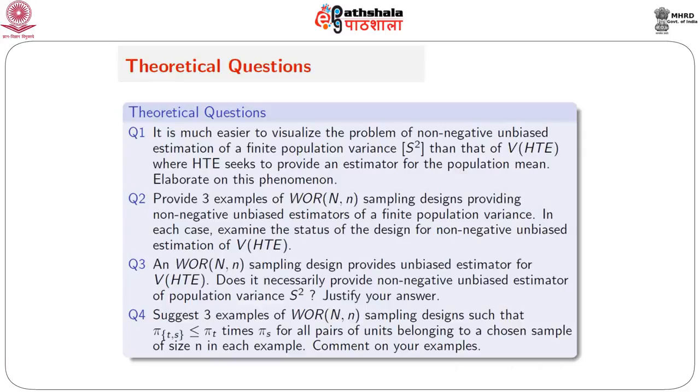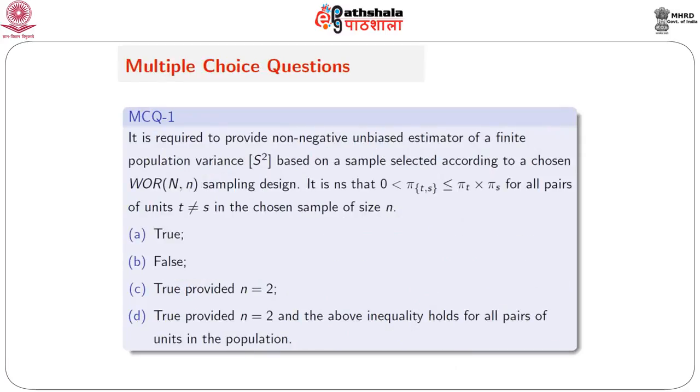I think that's it. It is required to provide a non-negative unbiased estimator of a finite population variance based on a sample selected according to a chosen without replacement sampling design. It is necessary and sufficient that 0 less than pi ts less than or equal to pi t times pi s for all pairs of units t unequal to s in the chosen sample of size n. True, false, true provided n equals 2, or true provided n equals 2 and the above inequality holds for all pairs of units in a population.